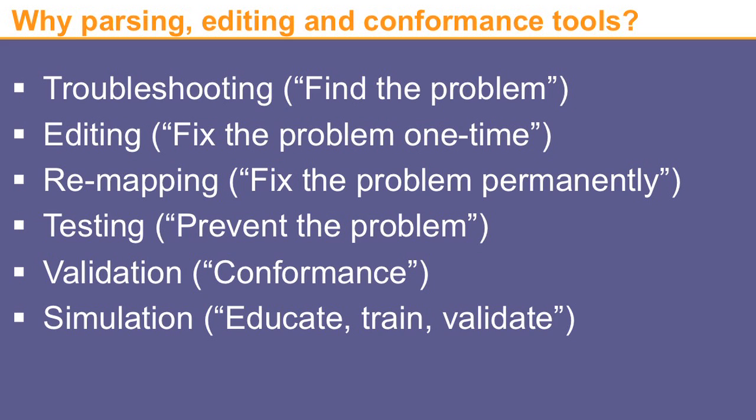Another reason for parsing and editing is the remapping. We want to fix the problem permanently, so some of the tools might allow you to do that, although most of the time you will find that an interface engine or the modality worklist provider, broker or connectivity manager, whatever the name is, will allow you to do remapping. For example, again, if you take this example of the patient ID, if it happens to be in the wrong location, we can then map it to the correct location. So for example, instead of PID-3, the internal to the external, maybe PID-4. And then we want to do testing.